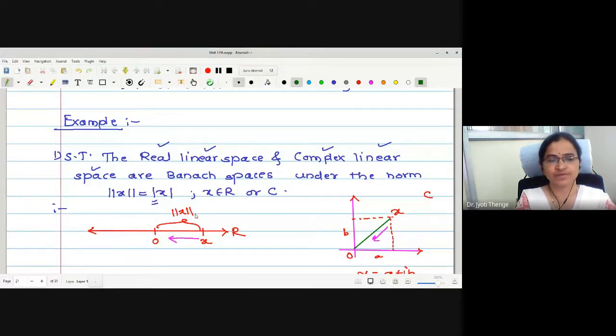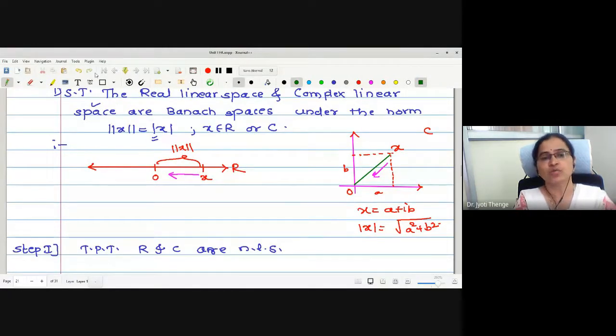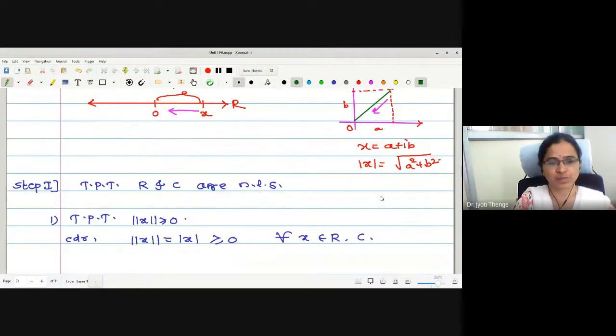The first example we have seen is the real linear space and complex linear space. Both are Banach spaces under the norm ||x|| = |x|. Mod of x is the shortest distance of a given point from the origin, that is, a vector joined to the origin by a straight line. In both the spaces I have shown you how it works. On the real line it will be a straight line joining the vector x and the origin 0. Similarly in the complex plane as well.